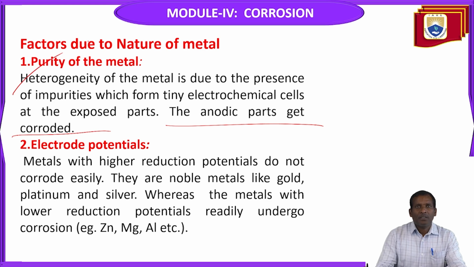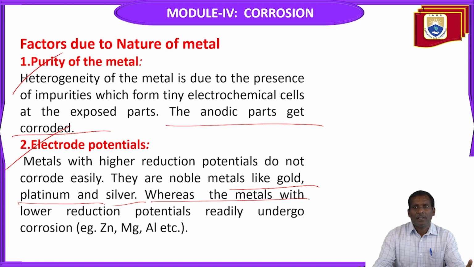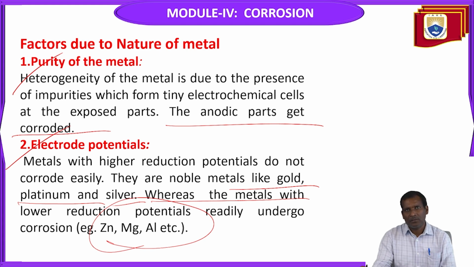The second point is electrode potentials. Metals with higher reduction potentials do not corrode easily. They are noble metals like gold, platinum and silver. Whereas metals with lower reduction potentials readily undergo corrosion. The examples are zinc, magnesium, aluminum, etc. These are examples for electrode potentials.